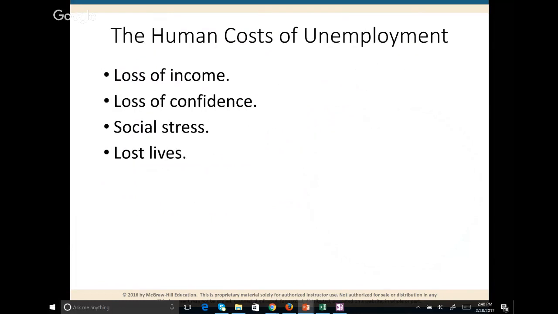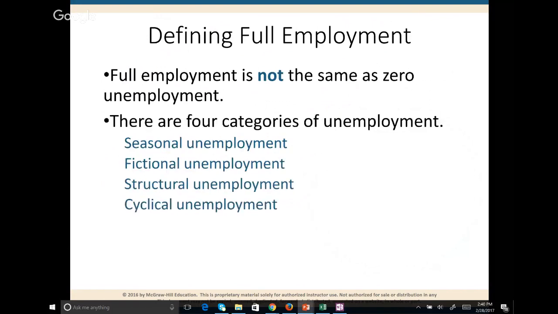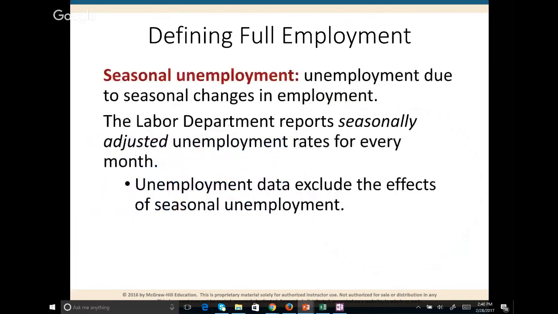Let me see what else. Okay, so notice the 4 categories of unemployment. So the first one is called seasonal unemployment. So seasonal unemployment is your unemployment due to seasonal reasons. So it's anybody whose job depends on the season. So all the gift wrappers in the mall, or if you're working for a haunted house during Halloween, or if you sell fireworks during July 4th. So all those jobs, we only have them in the season. Once the season's over, they don't have a job anymore.